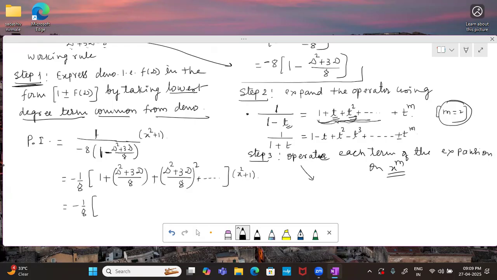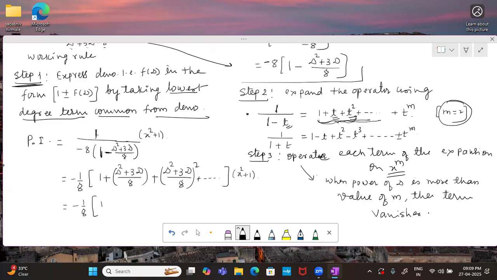And here also note that when power of d is more than value of m, the term vanishes. So whenever the power of d is more than the value of m, the term will be 0. That term will be 0.